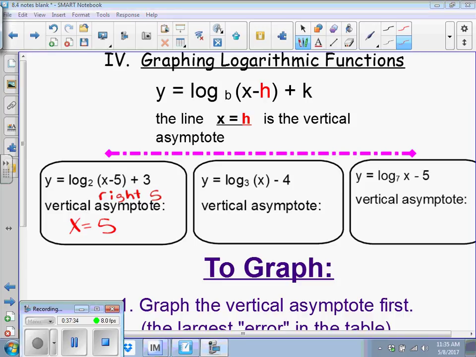All right, for the second one, where did it get shifted? It didn't get shifted anywhere. There's nothing added or subtracted to x. This negative 4, that's your k. We don't care about k. We only care about left or right. There was no left or right shift. So my vertical asymptote is still at x equals 0.